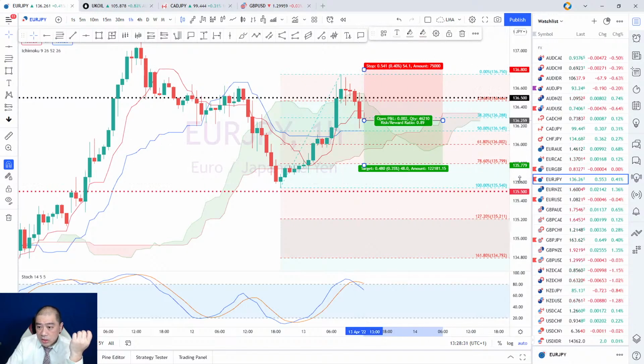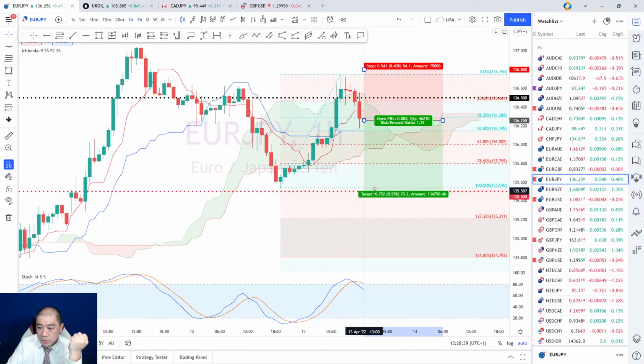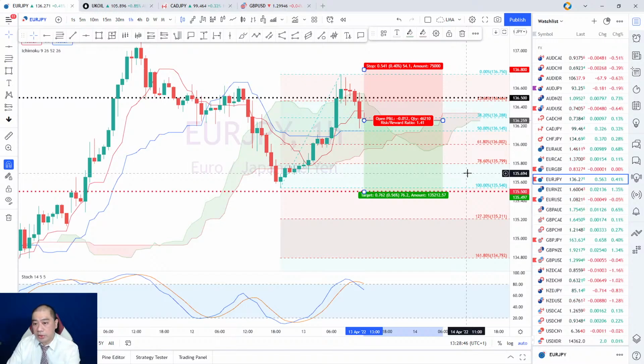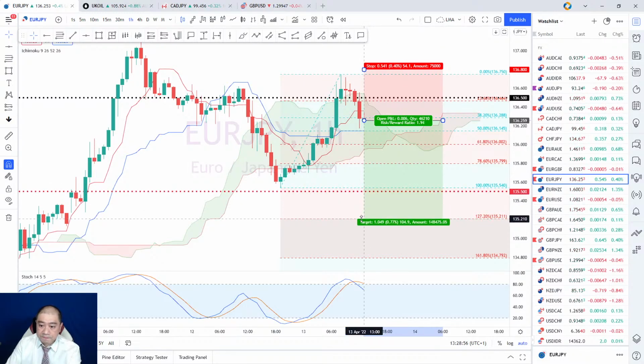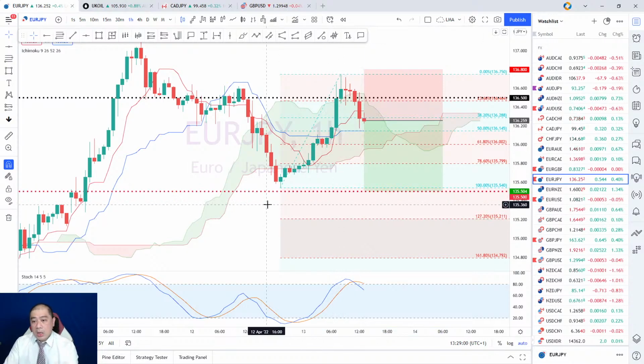In terms of target, we are going to be looking at 78.6%, 135.75, and then you can move it to 135.50. We'll take a look at 135.50. That's going to give you about 1 to 1.5 risk to reward ratio. Risking 54 pips for a potential of 75, and potentially even more if it does move back down below 127.2. You could be looking at about 100 pips gain for Euro Yen.